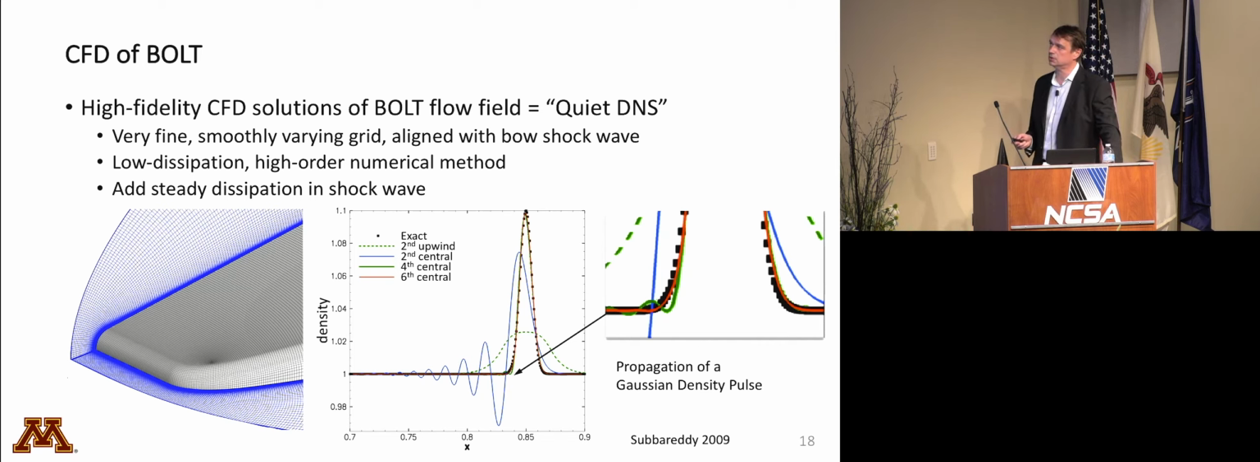Because in order to get anyone in the field to accept anything you do, you have to call it something nice, something cool. So we call this quiet DNS. And it's DNS of the transition process, not DNS of the turbulence. Okay, so just keep that in mind.